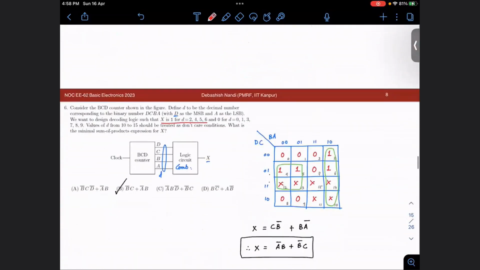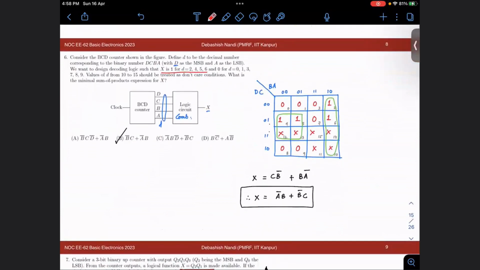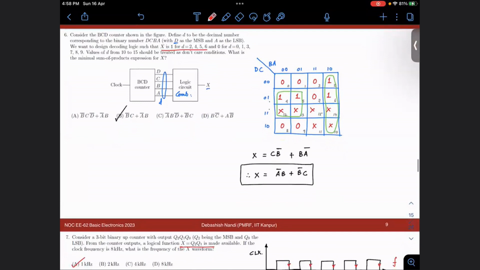Next we discussed a combinational circuit. At the very beginning, when you read the question, it seems very difficult, but it is not. It is a simple K-map simplification. It will take you just 1 or 2 minutes if you have the concepts clear. So problem number 6 is like that.